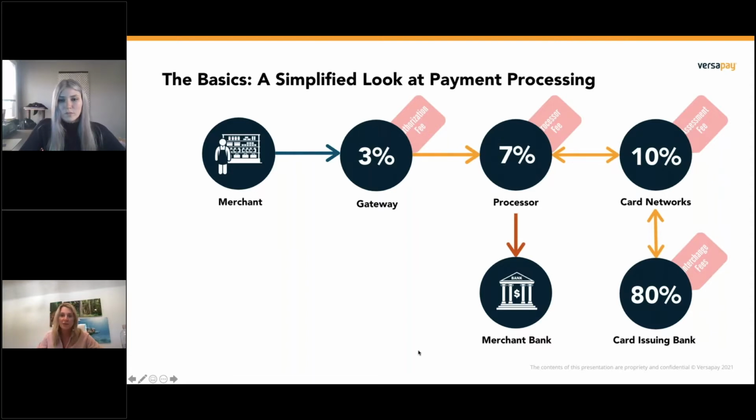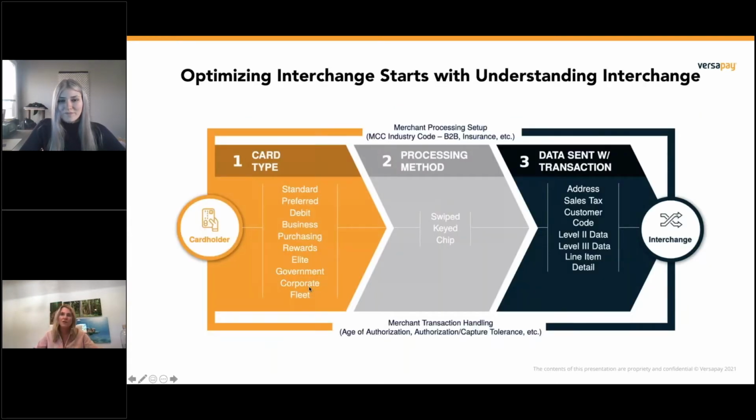Okay, so there's lots of components of interchange fees. There are some things that you can control, some things you can't control, and some things we're going to help you with. So some of the components when you think about are the card type. It's one of the components of what makes up interchange. So card type is your travel rewards card, your purchasing card, your business cards, your government, corporate, and fleet cards. Those are all different types of cards that are issued in the market. Then you have the way that those transactions were processed, whether it was swiped or keyed. That's another component of what makes up the total cost of interchange.